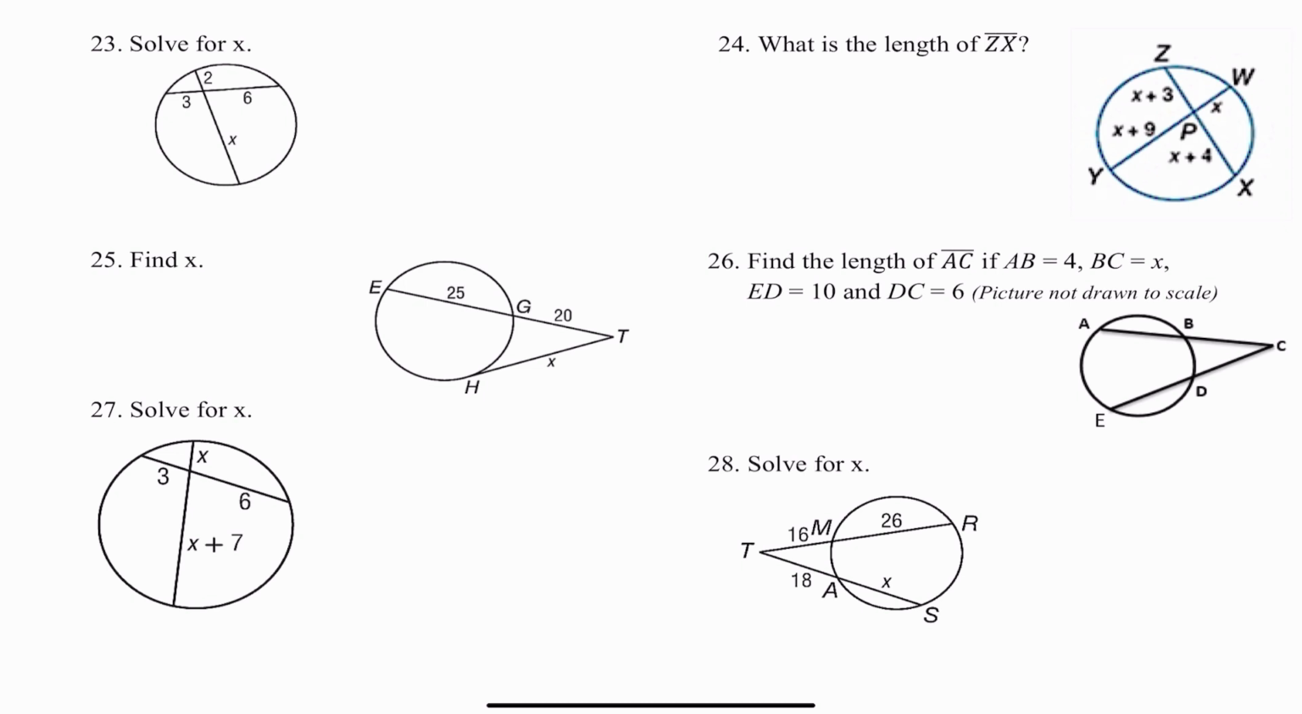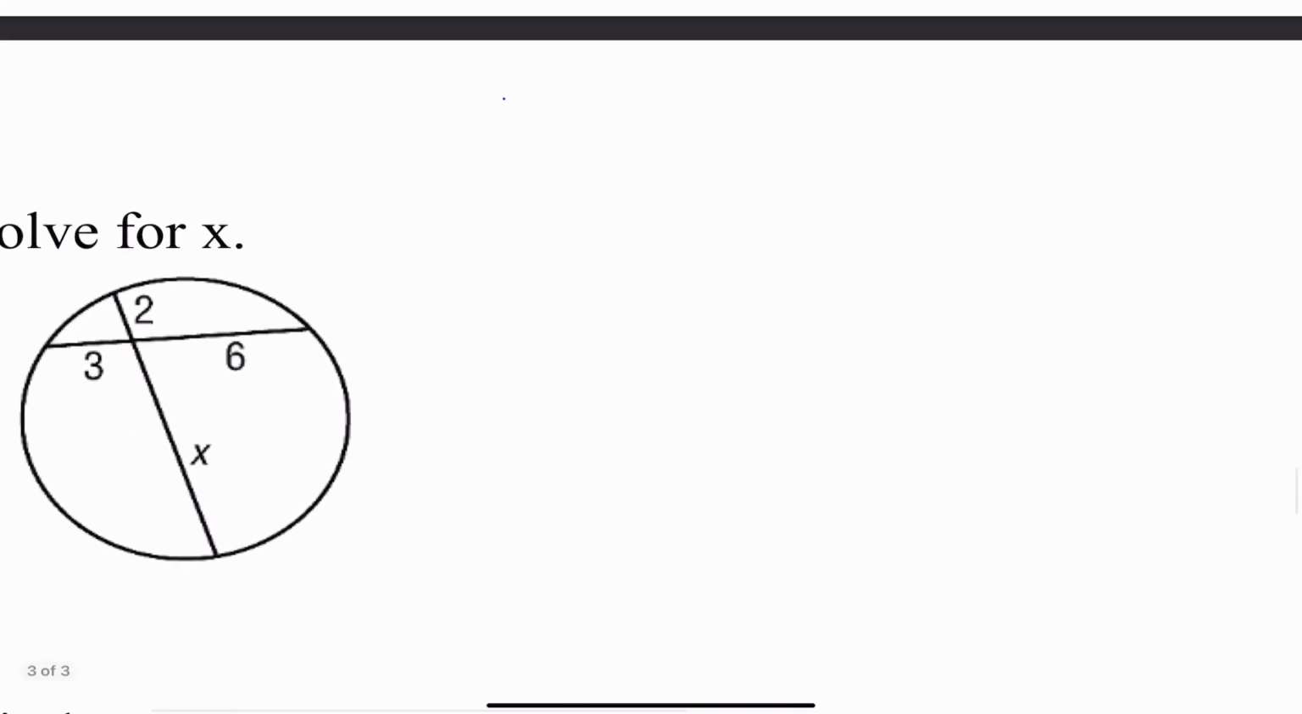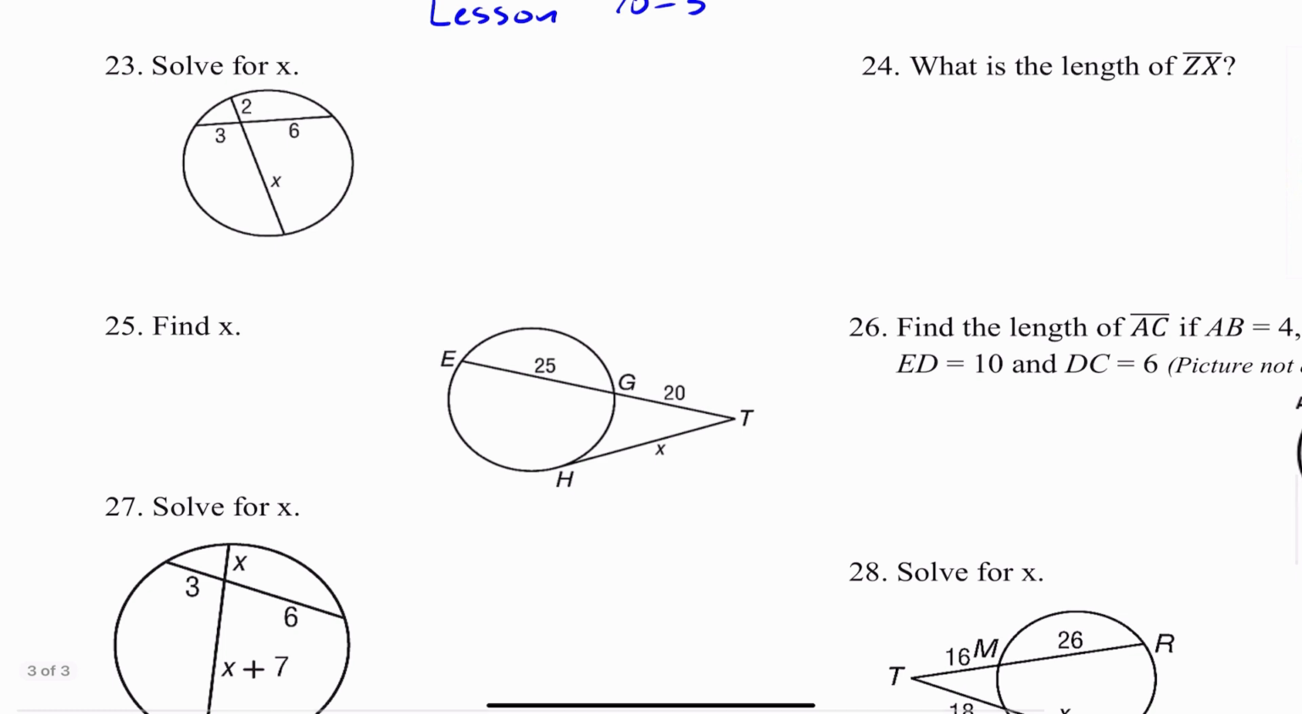Alrighty, so let's take a look at the last page of the Unit 10 test review. Just by looking at this page, we are dealing with stuff that we talked about in Lesson 10.3, which is special segments of circles. Now, with special segments of circles, we are dealing with length. Degrees are not involved in any of these problems. We are trying to figure out the measure of certain segments.